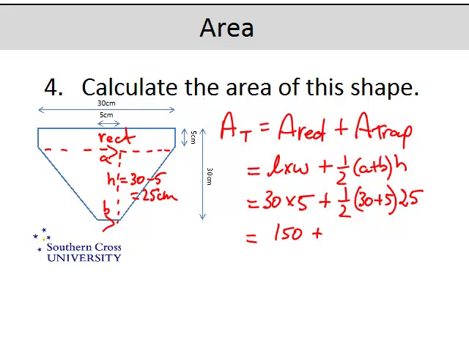now sorting that out, 150 plus 437.5 gives a total of 587.5 square centimetres.